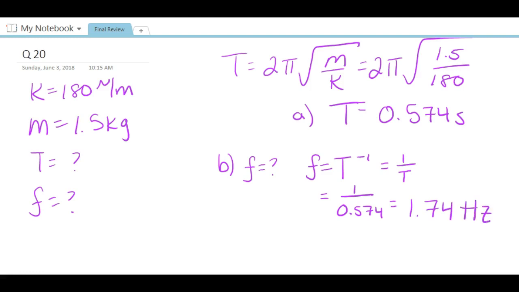So we've got period, we've got frequency. Now, a lot of people mix them up, so it's important to pay attention to which one is which. Period is measured in seconds, and that's the time it takes for one oscillation. So one bounce of this system is going to take 0.574 seconds. Now, frequency is measured in hertz, which is the opposite. So instead of being the time for one oscillation, it's the number of oscillations in a set time of 1 second. So this is how we figure out the difference between them.